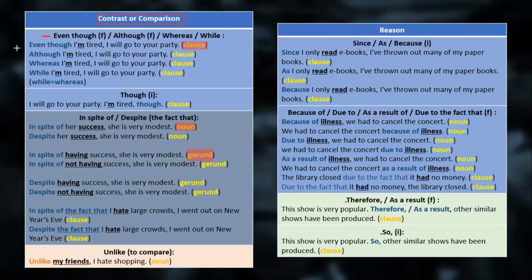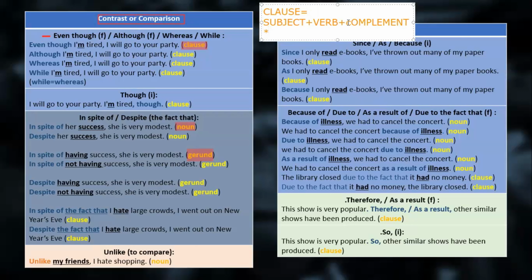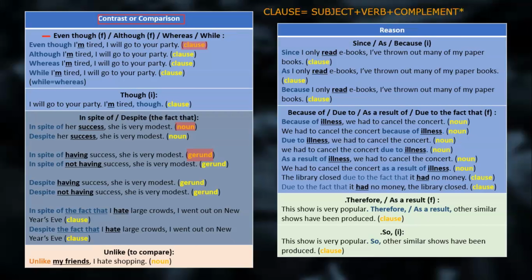Even though, although, whereas, while. When we mention clauses, a clause is basically a subject plus a verb, and most of the time, complement. But it's not necessary all the time. It is included, is part of the clause, but it's not always there. So when we mention clauses, this is the noun, this is the verb, this is the complementary information. That means that this is a clause. With though, same situation. It goes in the end, but it is preceded by a clause. So you can say, whereas I'm tired, I will go to your party.